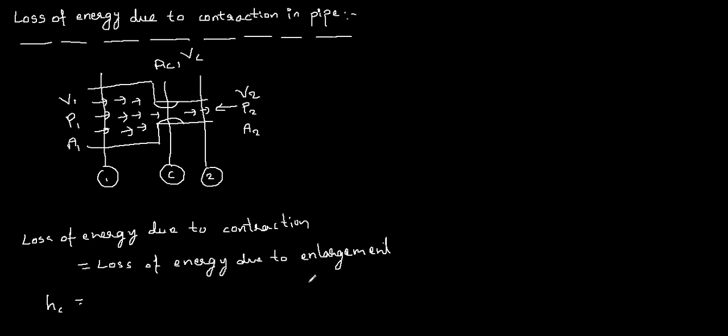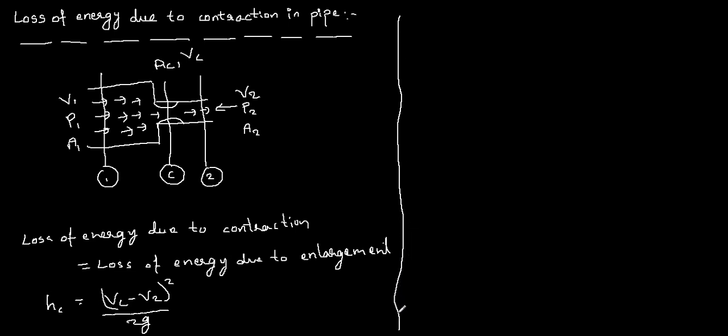Okay, so for the loss of energy due to enlargement, already we have discussed the expression for this loss of energy due to enlargement as (v1 minus v2) whole square by 2g for the two sections. Similarly here we need to apply that formula to section C and section 2. So when you apply it, the loss of energy due to contraction, we can obtain (vc minus v2) whole square by 2g. Okay, this is the equation we can obtain for the loss of energy due to contraction, but still it is not sufficient, it is not the exact formula for finding the loss of energy due to the contraction. Why? Because it is impossible to find out the velocity at the vena contracta, VC.